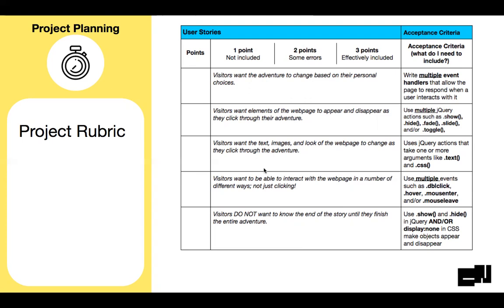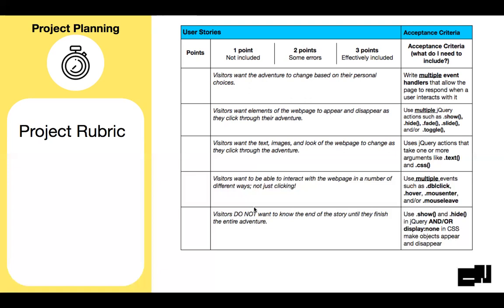Okay. Visitors want the text, images, and look of the web page to change as they click through the adventure. Okay. So we need to make sure that we change the text and change the CSS. And they did that in that example when the text changed every time I clicked the choice and there were different pictures. They used .text and .css for that.